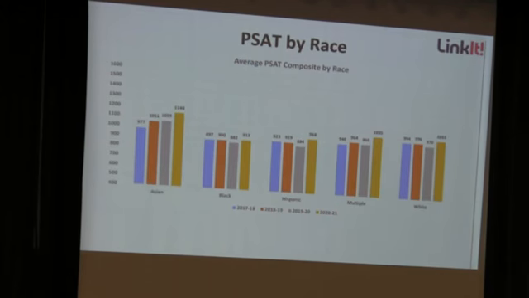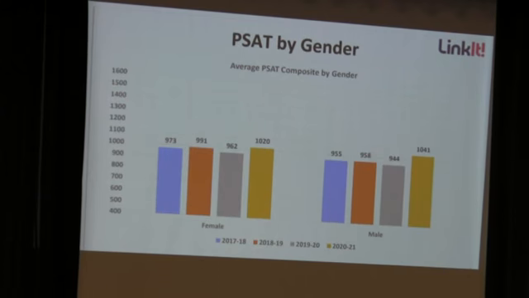Same thing, looking at the PSAT by race, going across from 17-18 in blue all the way to orange in 2021. You can also see nice steady growth overall across the proficiency levels when you look at the average composite score across the races. And then the average PSAT composite score by gender, females on the left, males on the right. You can also see nice steady growth in performance going back from 17-18 to 2020-2021.